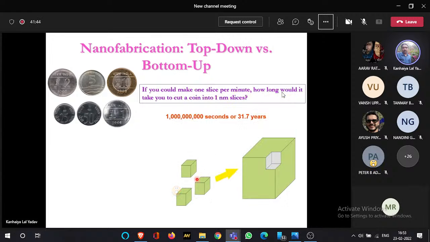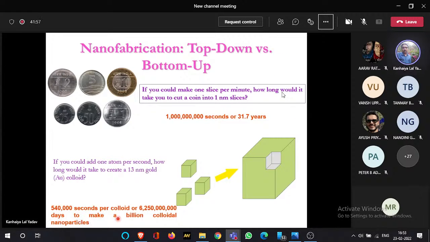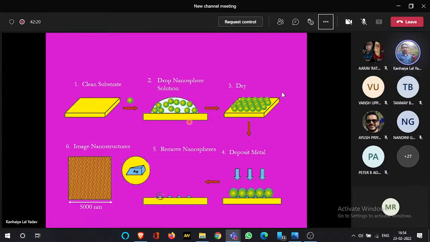Similarly, if you want to take this type of thing and make a big gold particle, if you could add 1 atom per second, how long would it take to create 13 nanometer gold colloids? That is around this many seconds or this many days. If you add seconds per colloid, then this much is needed to make a billion colloidal nanoparticles. So this is about how much time it takes. But in nature, those things happen very fast, through a self-assembly process.